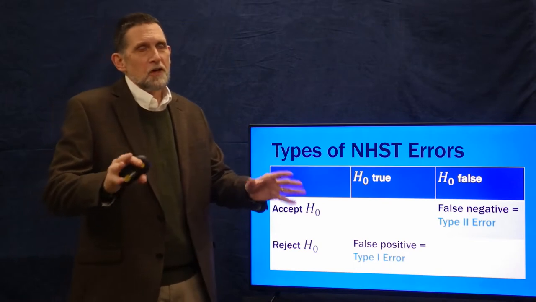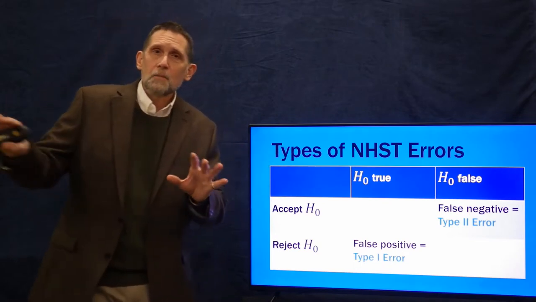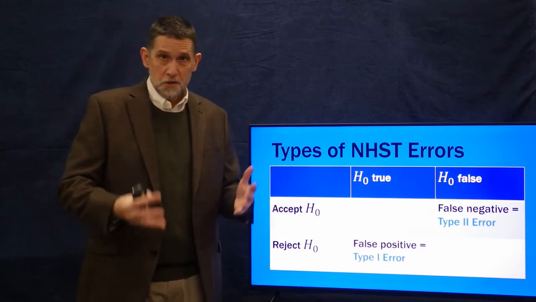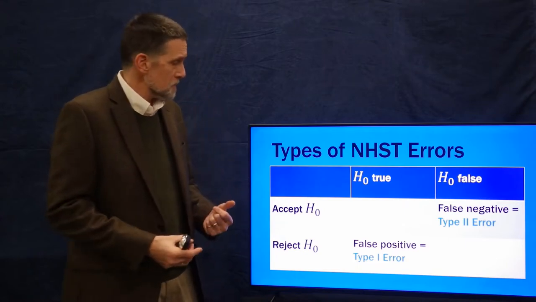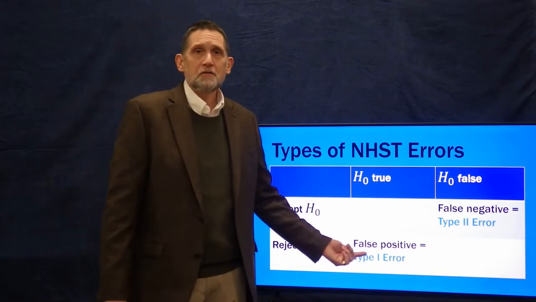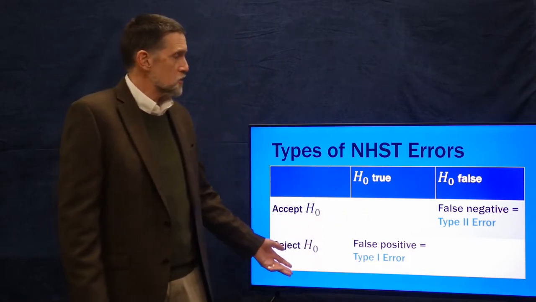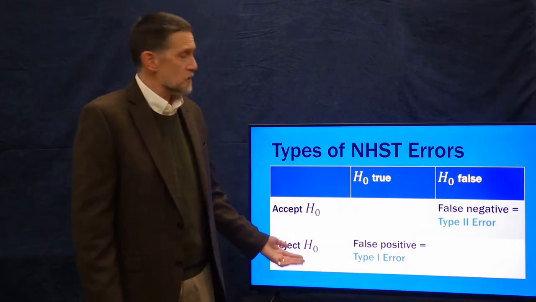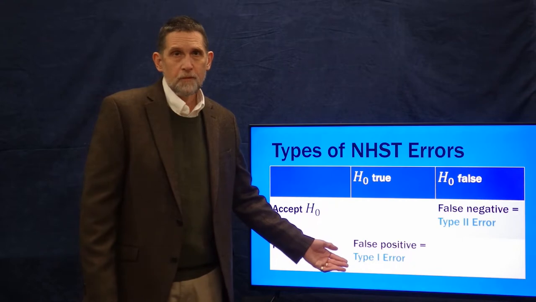Knowing the types of errors is important. We'll get to that in a minute. It helps us to understand the potential problems with null hypothesis significance testing and how we can address those potential problems. But so a false positive is a type 1 error. That's when we reject a true null hypothesis, when we think that there is a pattern, or we identify a pattern where there is none.